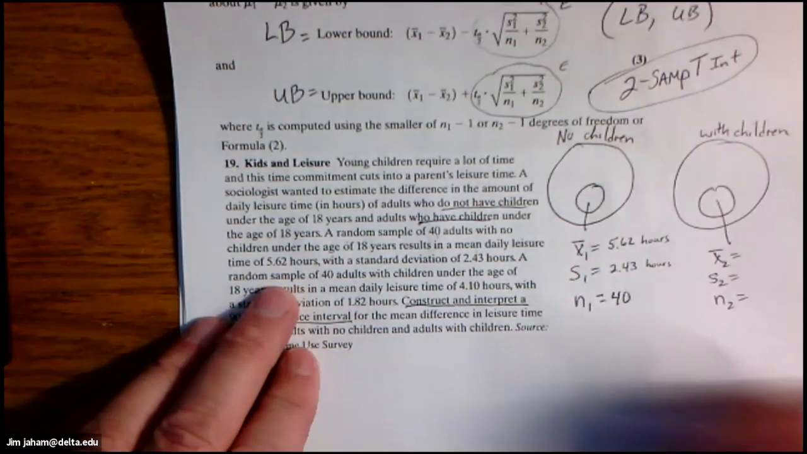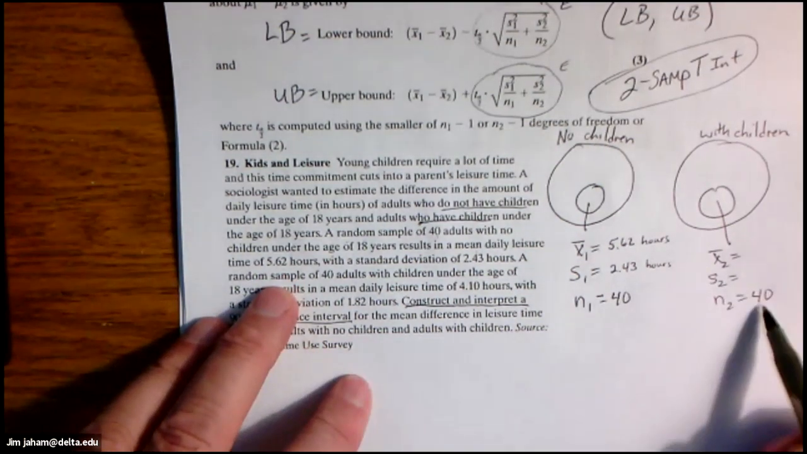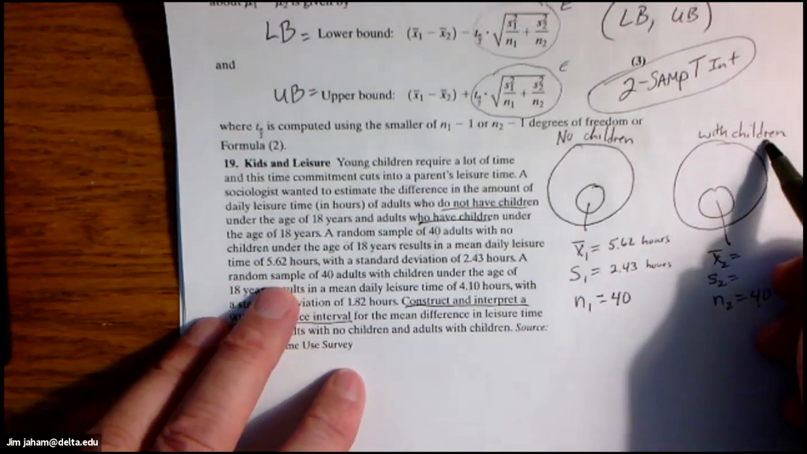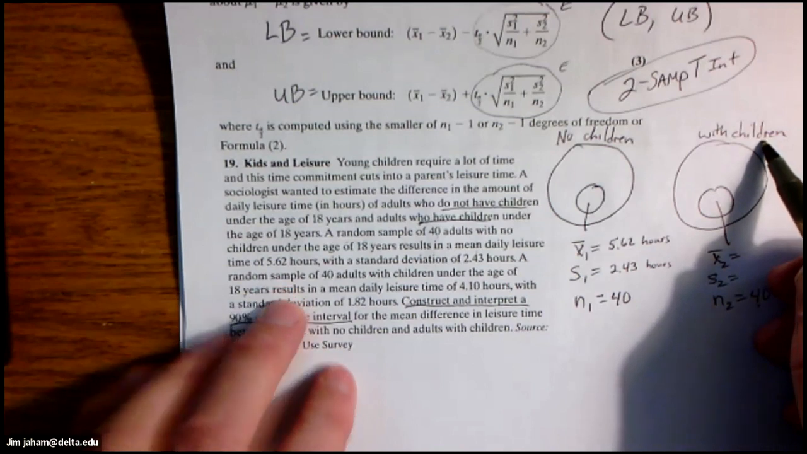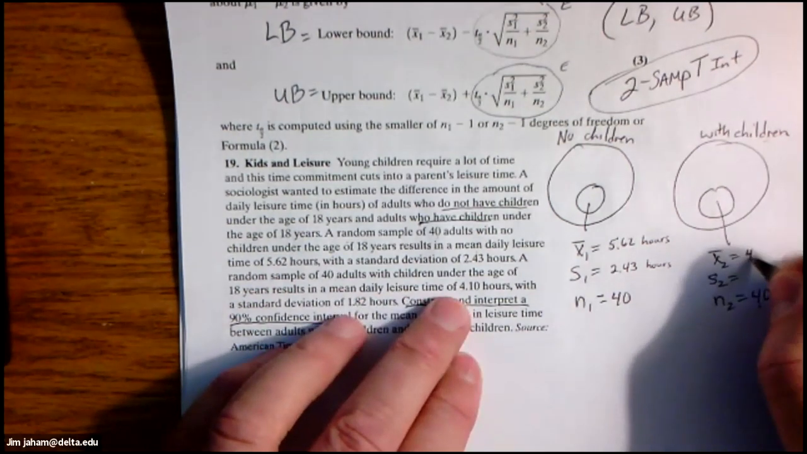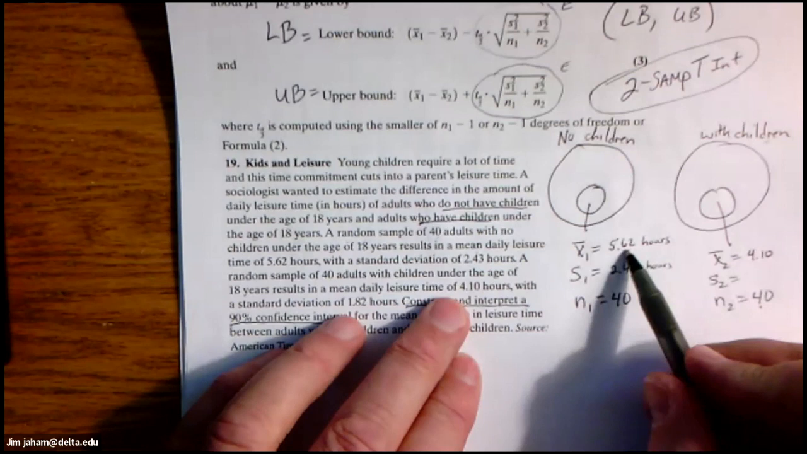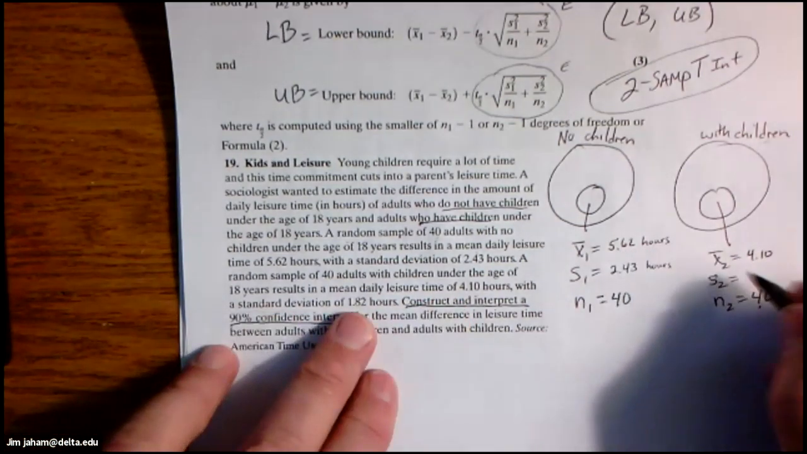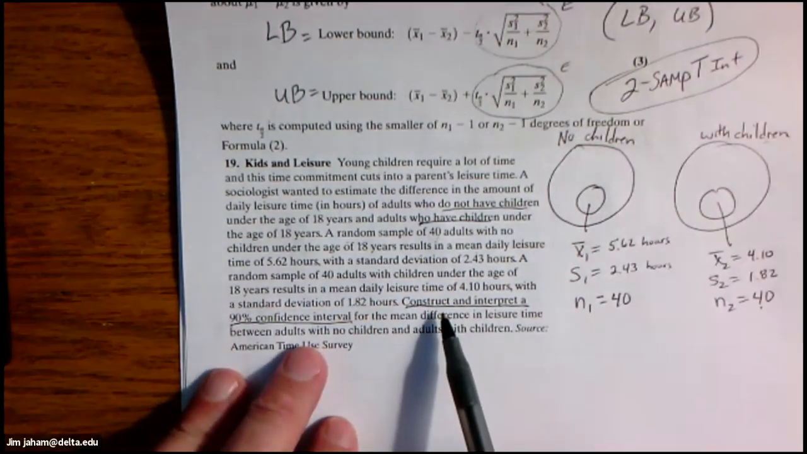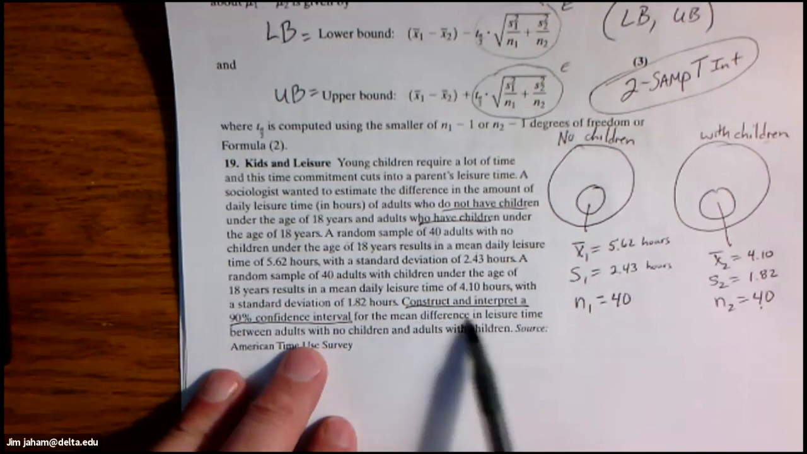And then we do a random sample, again, of 40 individuals, and these individuals do have children under the age of 18. And from that sample, we find a mean daily leisure time of 4.10. It does appear to be less. 4 hours versus about 5.5 hours. Standard deviation 1.82. All right, so we're going to construct a confidence interval for the mean difference.